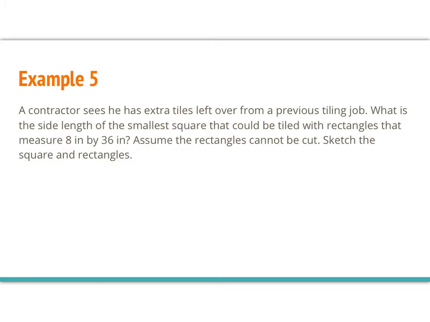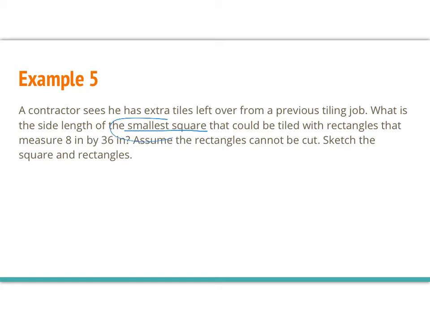All right, a contractor sees that he has extra tiles left over from a previous tiling job. What is the side length of the smallest square that could be tiled with the rectangles that measure 8 inches by 36 inches? So the tiles are 8 by 36, and we want to use those tiles to make the smallest square possible. All right, so assume that we cannot cut tiles, and we're going to sketch this in the end.